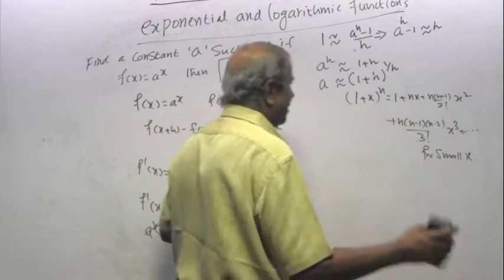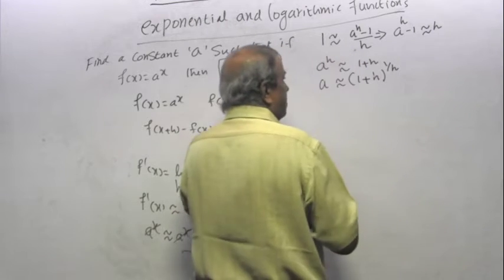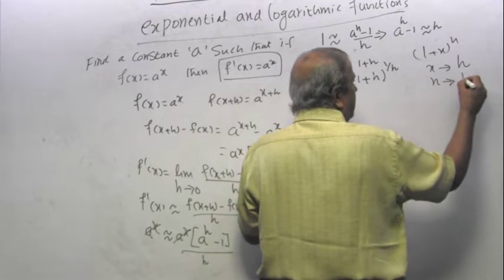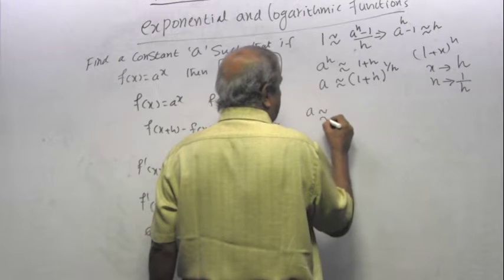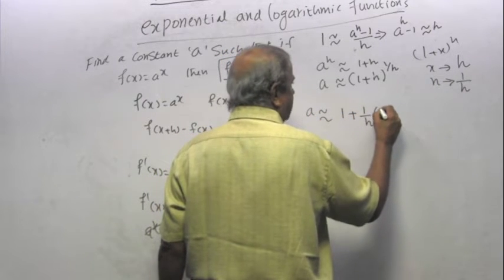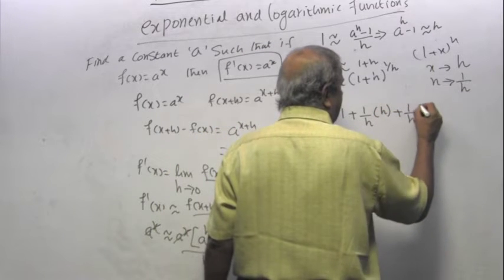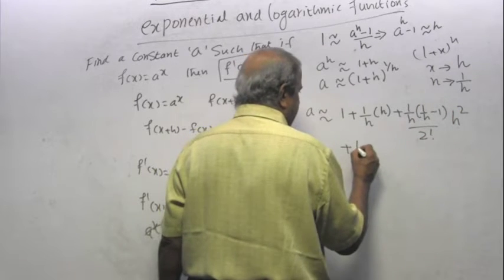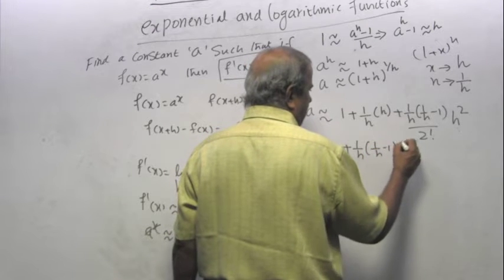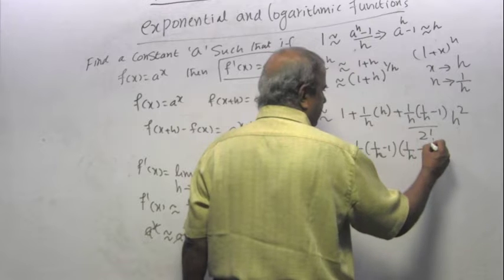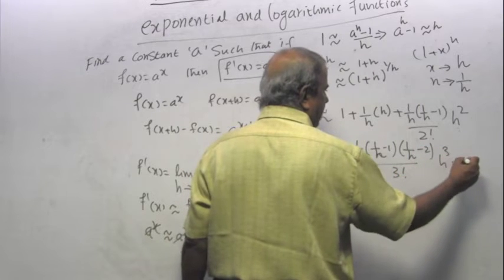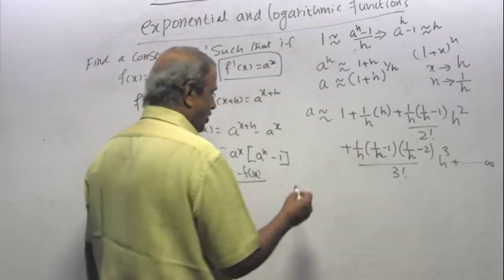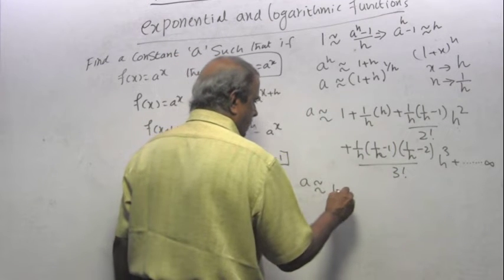Alright, let's do this. I'm trying to use 1 plus x power n. In place of x, you have h. In place of n, you have 1 over h. So a is approximately equal to 1 plus n times x plus n times n minus 1 over 2 factorial times x squared plus n times n minus 1 times n minus 2 over 3 factorial h cube plus etc. to infinity. So far so good? Very good.